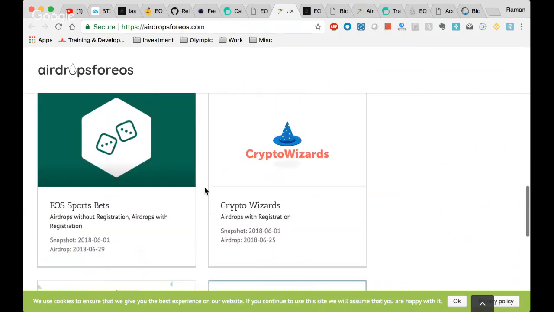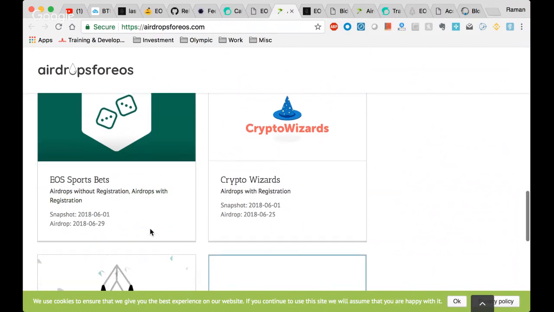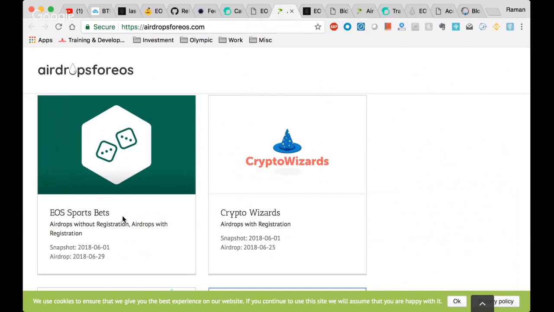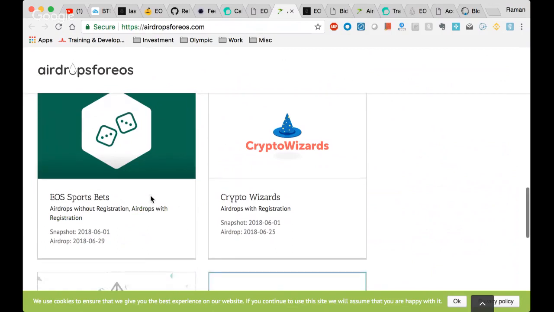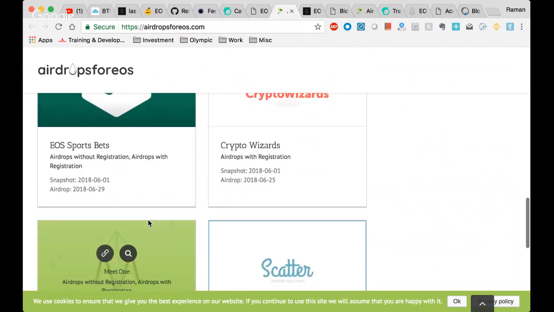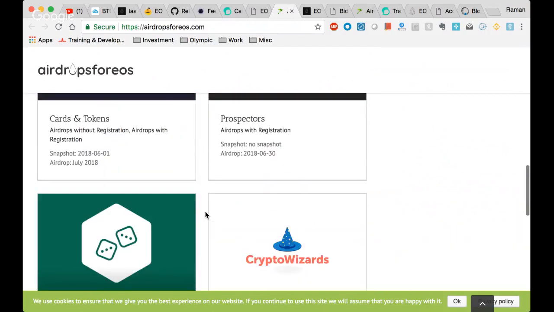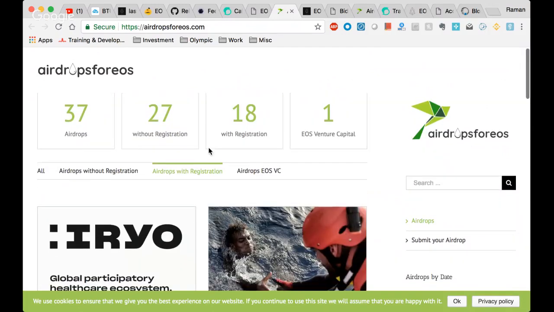But there are some things you can do, like for example, EOS Sports Pets. They were providing some bonus tokens. So they have already a defined airdrop model for everybody, whether you register or not. But they also had an additional bonus airdrop if you register an account and if you're interested in sports betting. Those tokens will only be useful for betting on sports unless at some point they get listed and they are worth something. So these are some of the things you need to understand, and you can go through this link, airdropsforeos.com, and you can learn more about it.